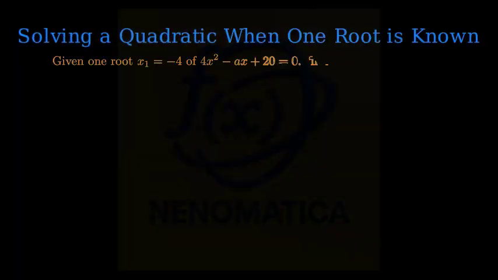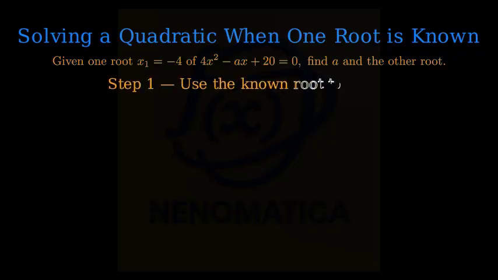In this lesson, we will solve a quadratic that contains a parameter. We are told that negative 4 is a root of the equation 4x squared minus ax plus 20 equals 0. We will first find a, and then compute the other root step by step.